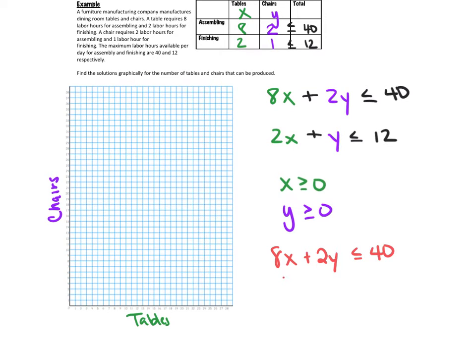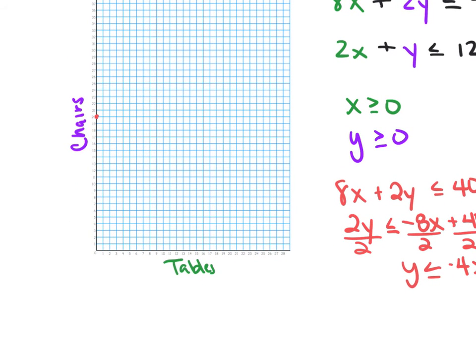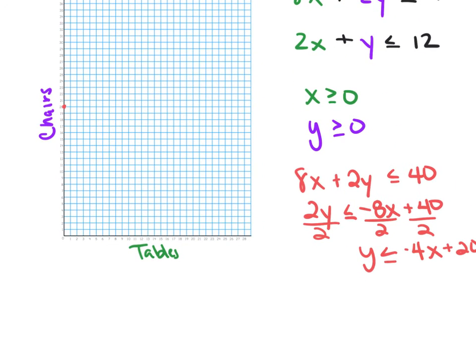So I'm going to subtract off 8x, so I get 2y less than or equal to negative 8x plus 40, and divide everything by 2. So I get y less than or equal to negative 8 divided by 2, which is negative 4x plus 20. So there I'm going to plot 20 first. The slope says come down by 4 and then go over 1. Down 4 over 1, down 4 over 1, down 4 over 1. So there's the first one, and I'm going to be below that.